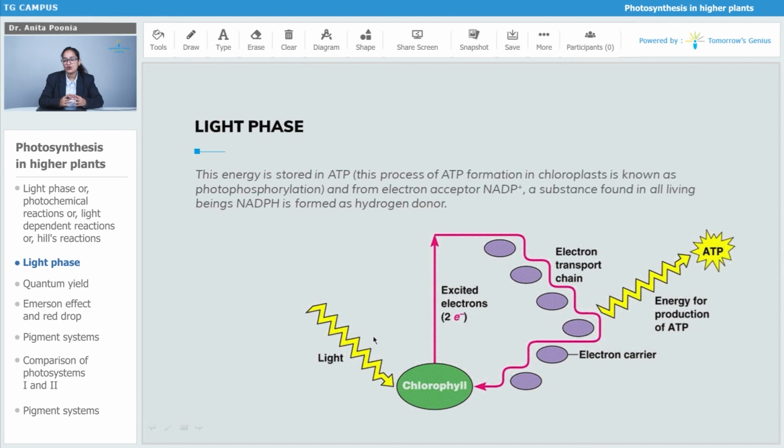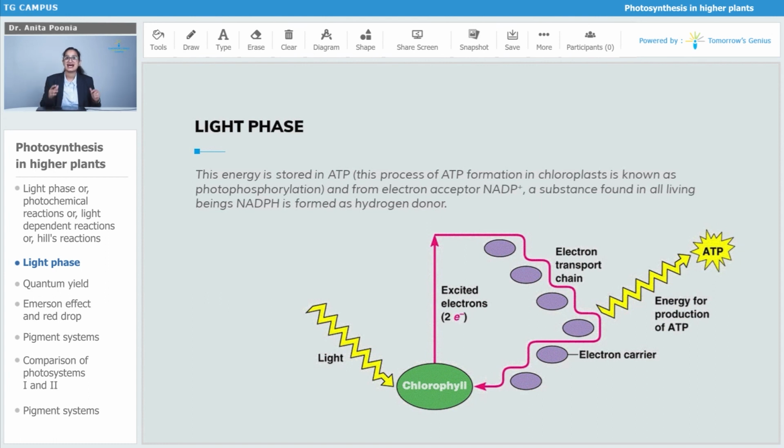This energy is stored in the form of ATP, that is adenosine triphosphate, and this process of ATP formation in the chloroplast is known as photophosphorylation. Break the words, you understand the whole thing. Photo, light; phosphorylation, adding of inorganic phosphate. So that's phosphorylation in the presence of light, hence photophosphorylation, and it forms an electron acceptor, that's NADP, a substance that's found in all living beings.